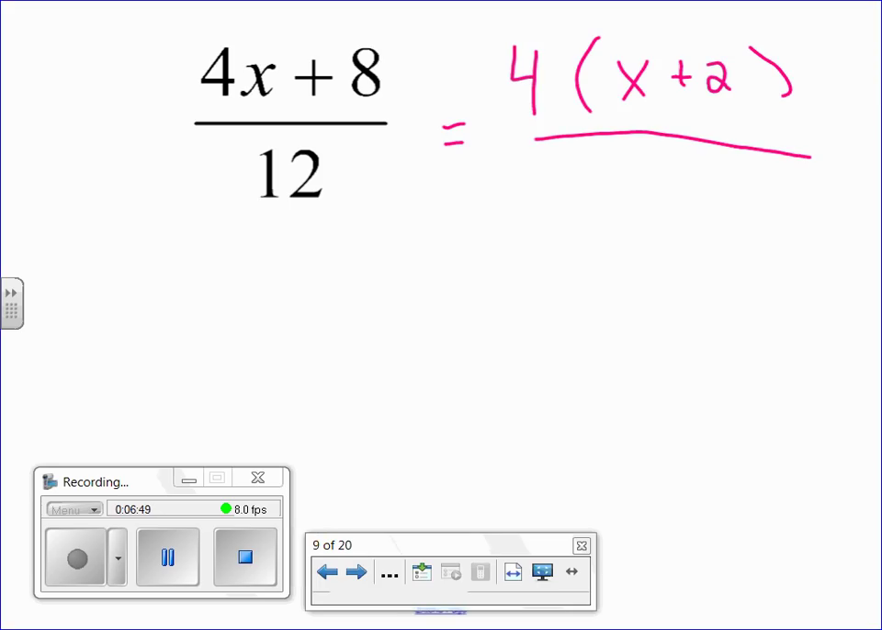The 12 I'm just going to rewrite a little bit, just so you can see what's going on. 12 I'm going to write as 4 times 3. Right, I've written it so I have a product on the top, and I have a product on the bottom, so you are allowed to slash out factors that you see on the top and bottom at this point. The 4s can go away. So my final answer is x plus 2 over 3.